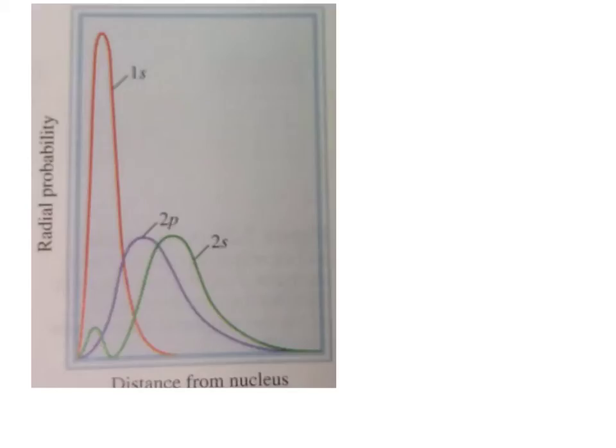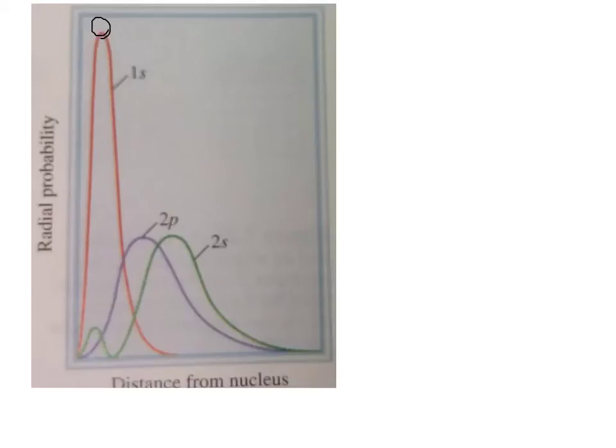Well, if we take a look at this diagram, this is a diagram of radial probability versus distance from the nucleus. If we look at the radial probability versus distance from the nucleus for the 1s, we see that the maximum probability of finding the electron is right there. That's the highest probability of finding an electron, and we see the distribution of probability as we move further and further from the nucleus. And we'll see the same for the 2s and the 2p.